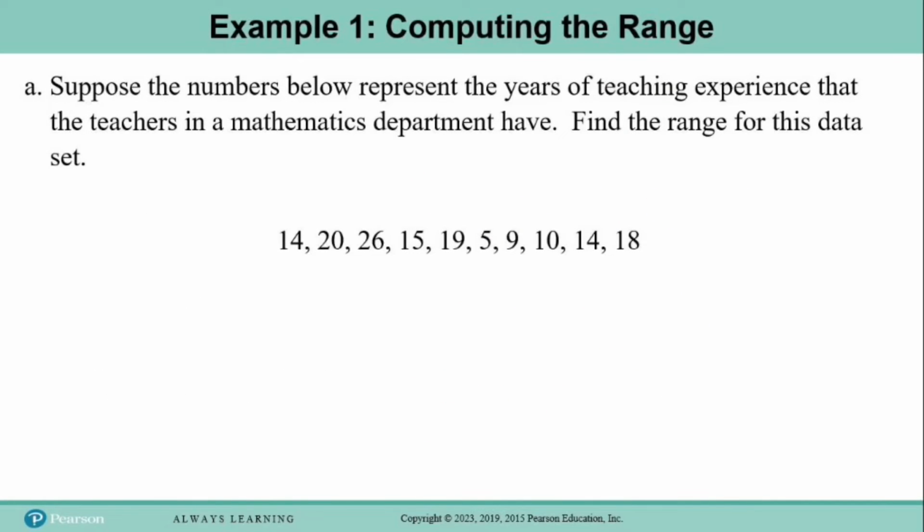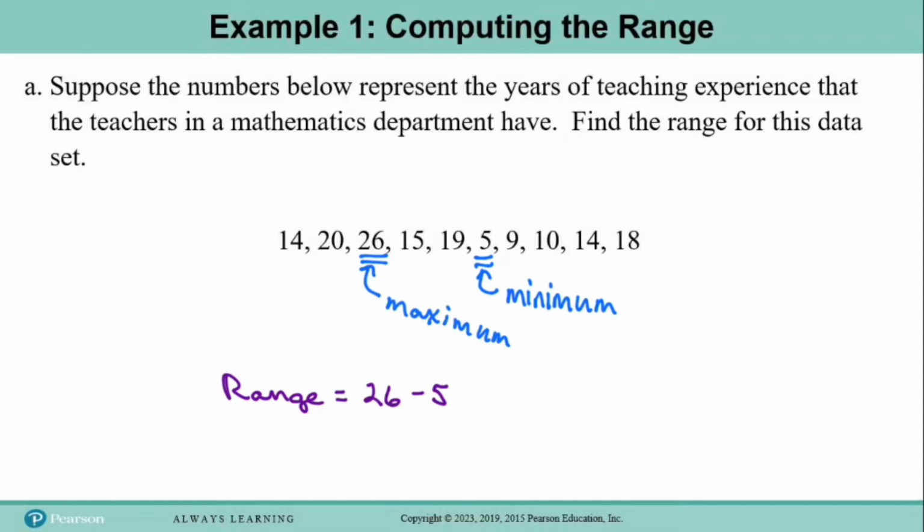So let's look at example 1 together. Suppose the numbers below represent the years of teaching experience that the teachers in a mathematics department have. Find the range for this data set. So we see our list of data values here, and if we want the range, we just need to pick out the smallest and the largest. So the smallest number in the list is 5, and the smallest value is also called the minimum value. And then the largest value in this data set is 26, and another word for largest value is maximum value. So the range would just be 26 minus 5, and that gives us a range of 21 years.